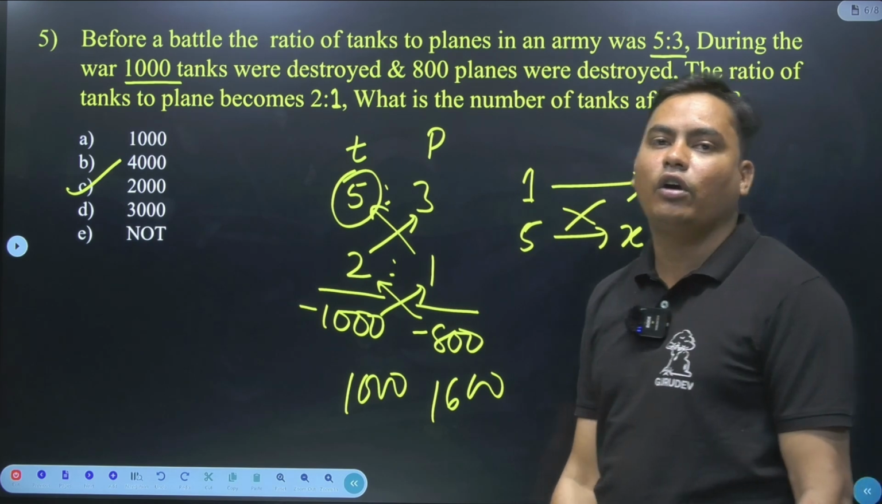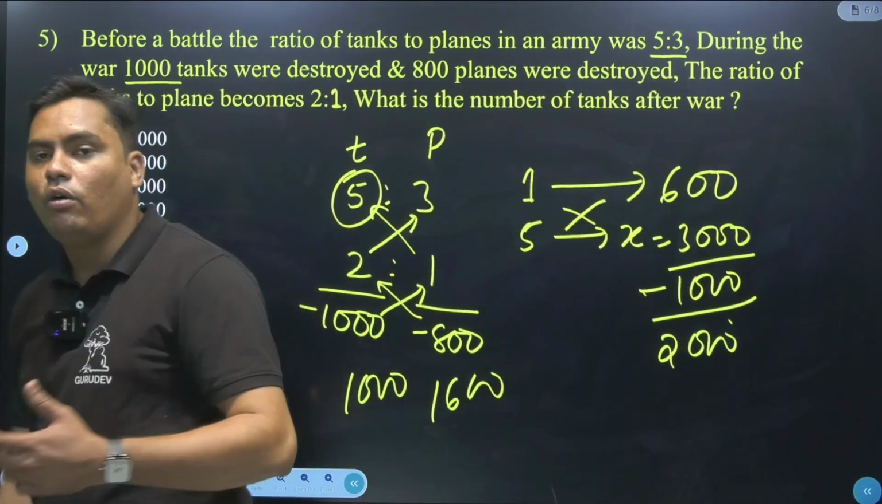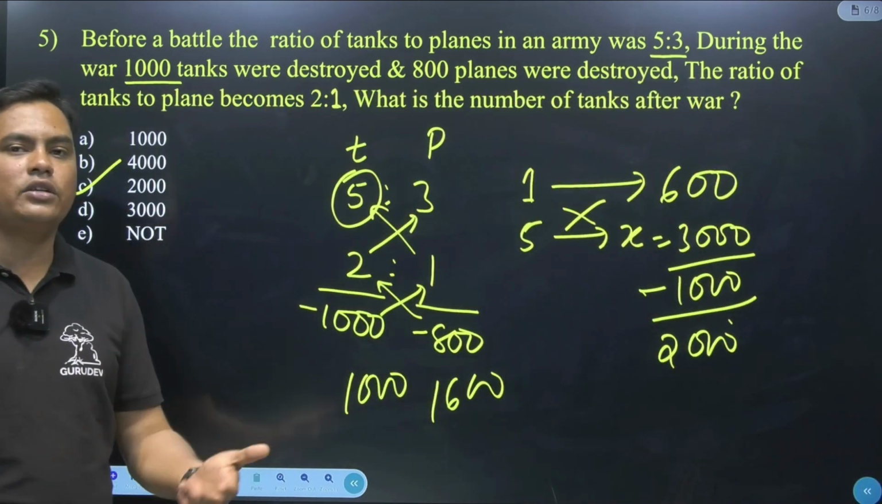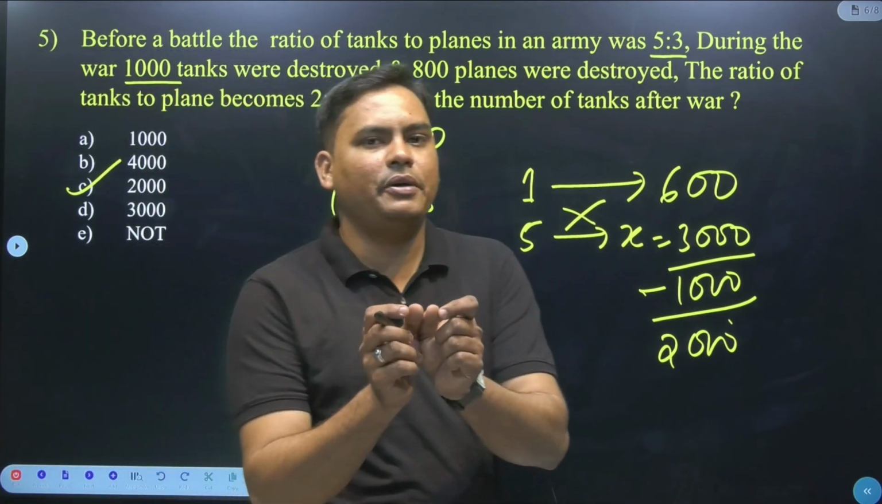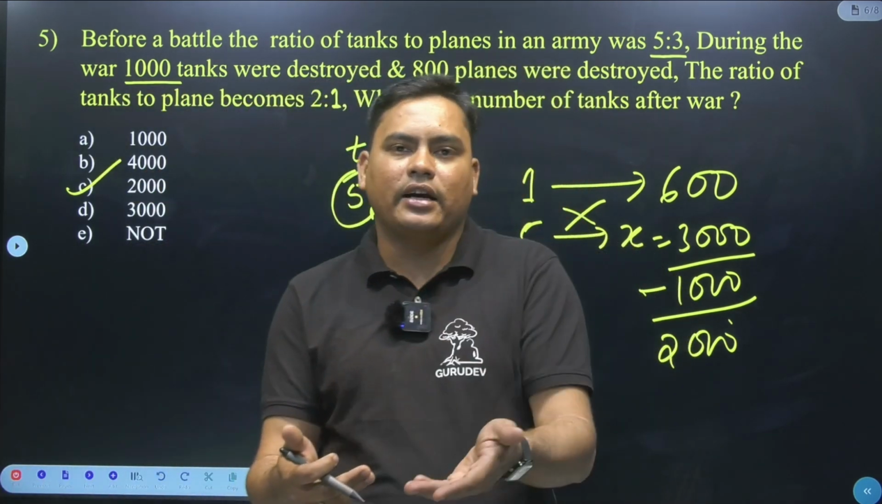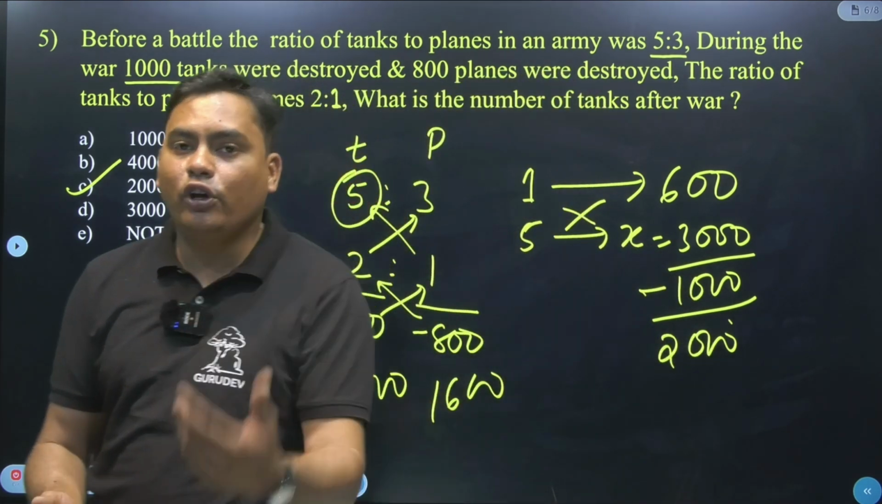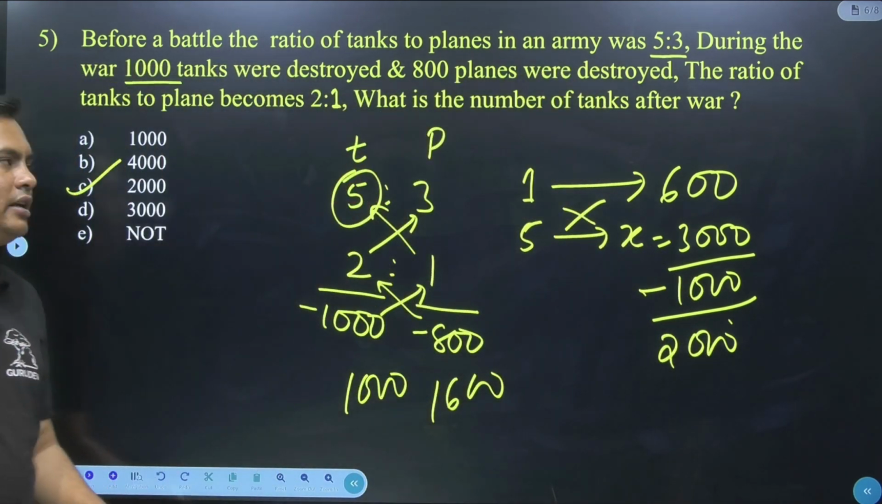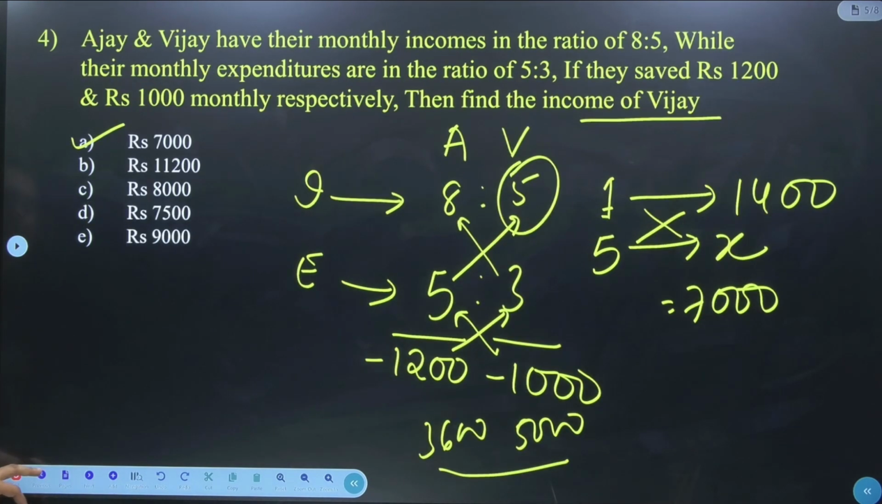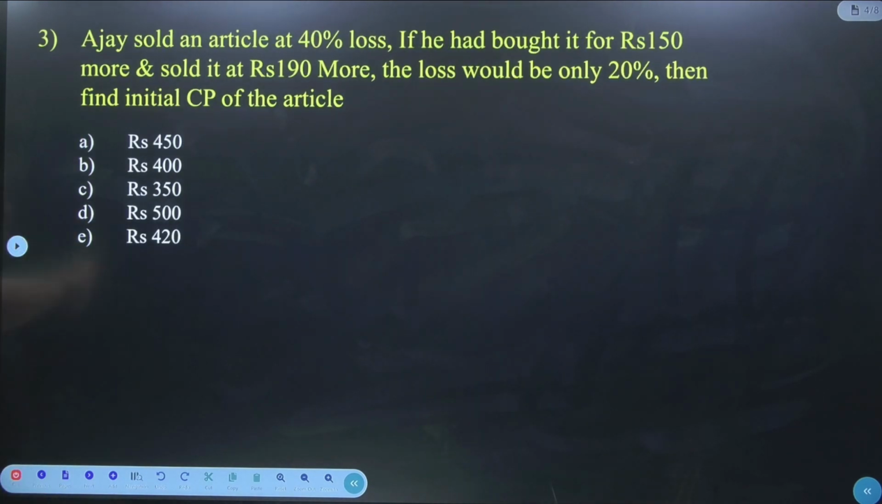I think everyone got the concept here. Now, when should I use this cross multiply? When a ratio is given, and something is added or subtracted, or both additions or both subtractions are there, and I am getting a new ratio, you can use the cross multiplication method here. Okay, if I go with the next question, question number 3 here.